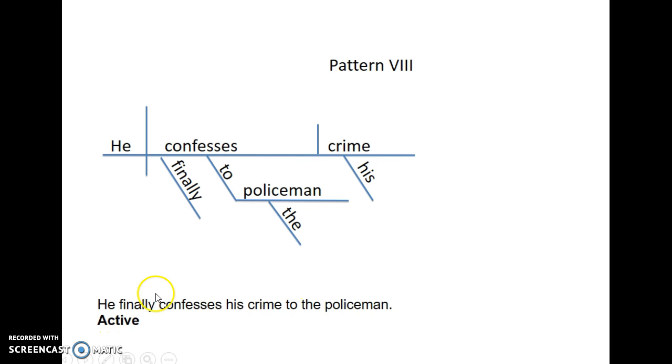He finally confesses his crime. So here we have subject doing that verb of confessing. Subject, action verb, confesses what? His crime is the direct object, and then to the policeman is the indirect object, making this a pattern 8 sentence.